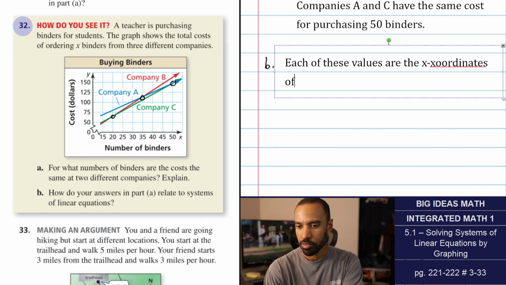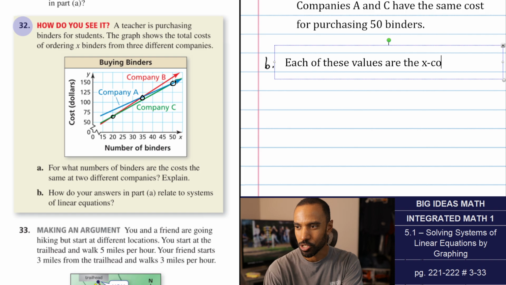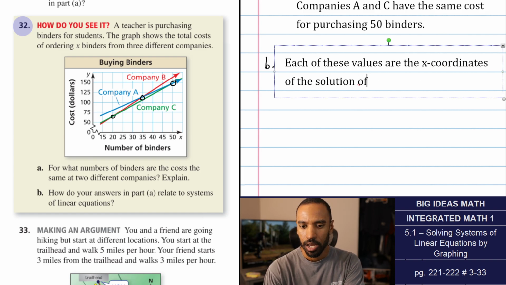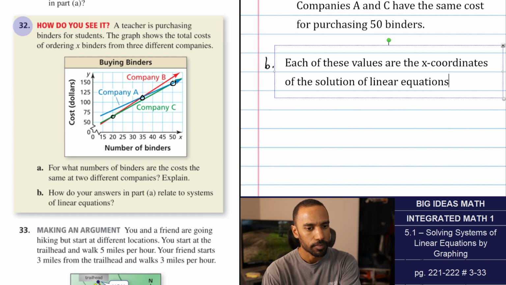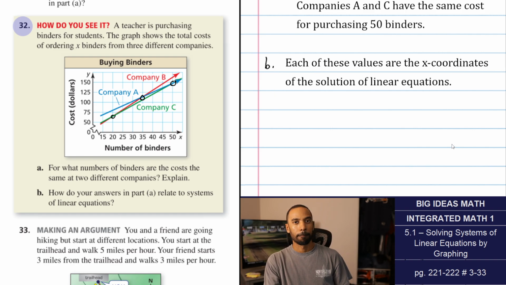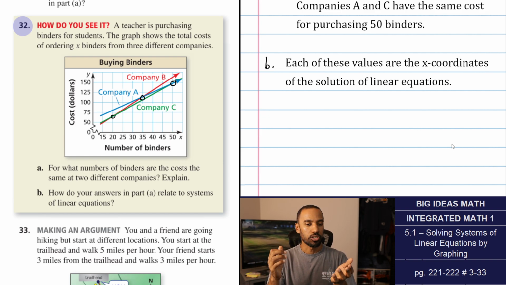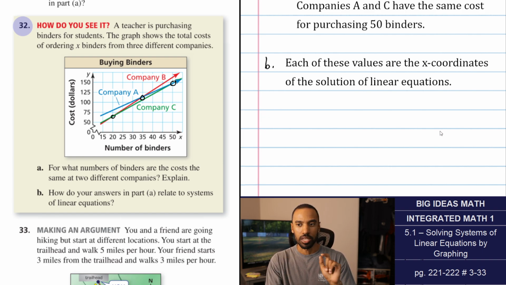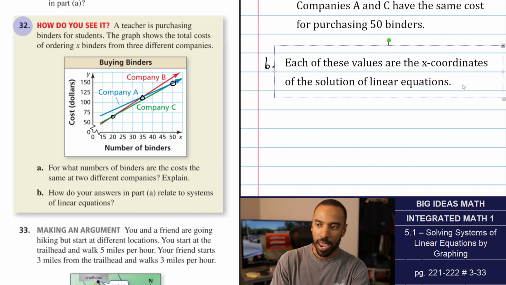Right? They're the X coordinates of the solution of linear equations. Now, here's the thing. This is a system of 3. They have 2 variables in each of them, but they're 3 lines. So you can solve a system of 3. Well, here's the thing. These are the solutions of linear equations for each pair of equations.